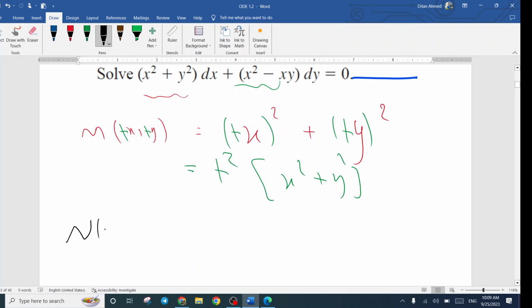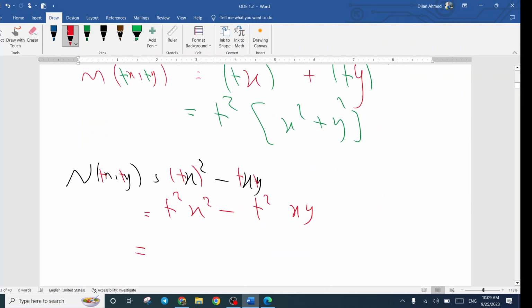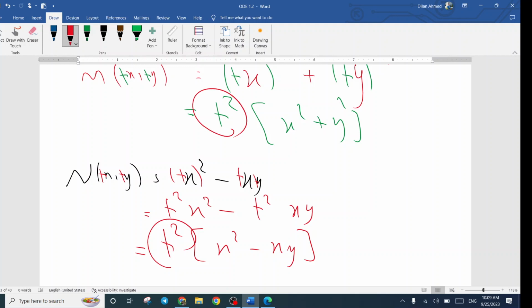So I say N of x, y is equal to x squared minus xy. Let me put t here. I'll get what? t. Am I right? So I can bring t squared x squared minus t squared xy, and as well, I can bring it out as a factor, x squared minus xy. So it means that they are homogeneous with the degree 2. Both of them, they should be the same.